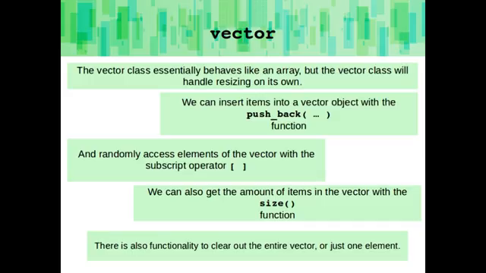The vector class essentially behaves like an array, but the vector class will handle resizing on its own. We can insert items into a vector object with the push_back function, and randomly access elements of the vector with the subscript operator. We can also get the amount of items in the vector with the size function. There's also functionality to clear out the entire vector, or just one element.